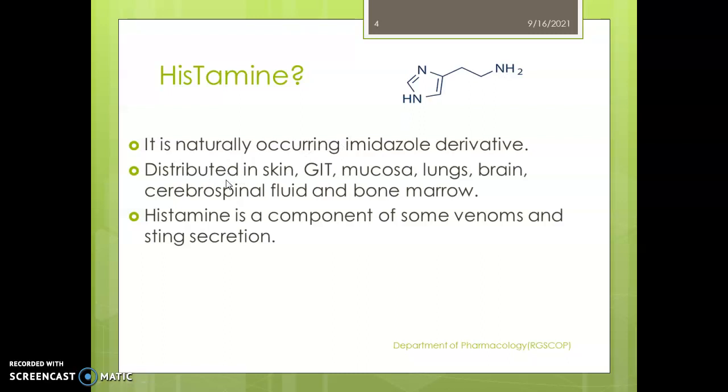Where is it distributed? Basically, histamine is found in the skin, gastrointestinal tract, mucosa, lungs, brain, cerebrospinal fluid and bone marrow. These are the various distribution sites where histamine is available. Histamine is also a component of some venoms and stinging secretions. After the bite of a mosquito or an ant, there is some secretion of histamine, and that histamine may cause an urticaria-like or allergic type of reaction.